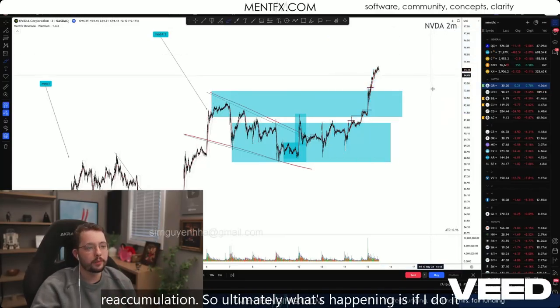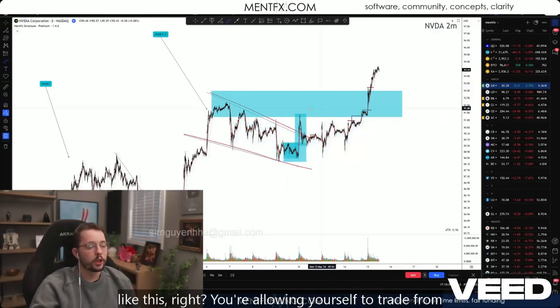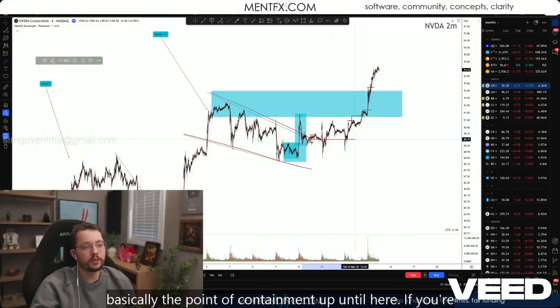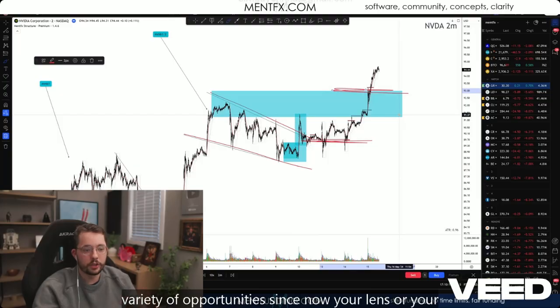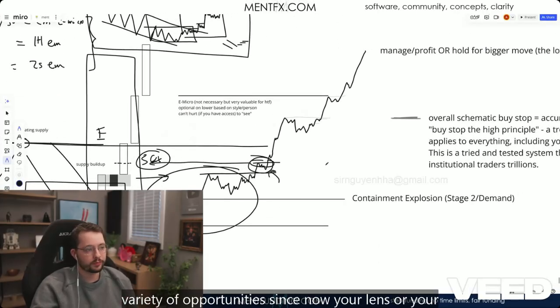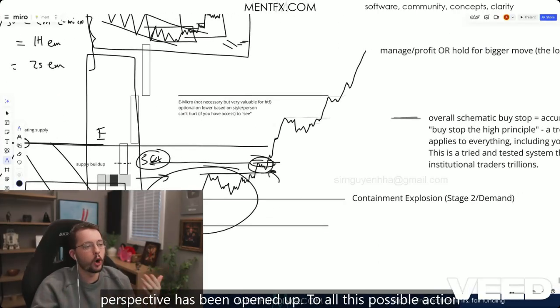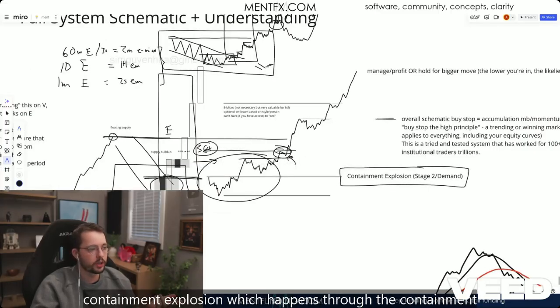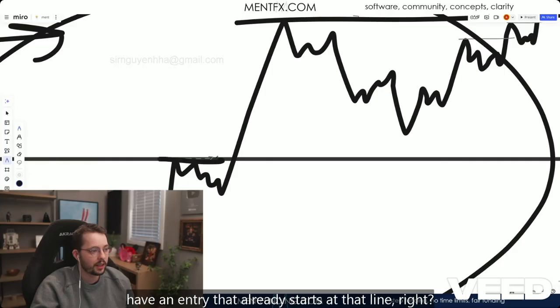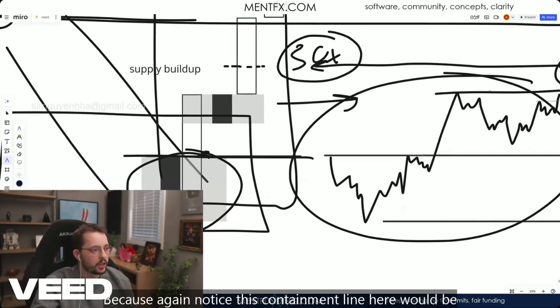So ultimately what's happening is, if I do it like this, you're allowing yourself to trade from basically the point of containment up until here if you're allowing yourself to look at the E micro, because you have a variety of opportunities since now your lens or your perspective has been opened up to all this possible action of trading. And it's what I call the containment explosion, which happens through the containment line. That's that move into that stage 2 where you can have an entry that already starts at that line, right? Because again, notice this containment line here would be right at or above the line of containment.